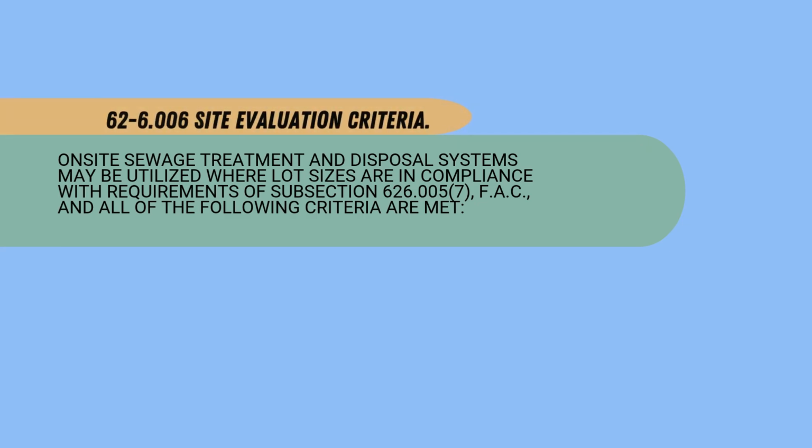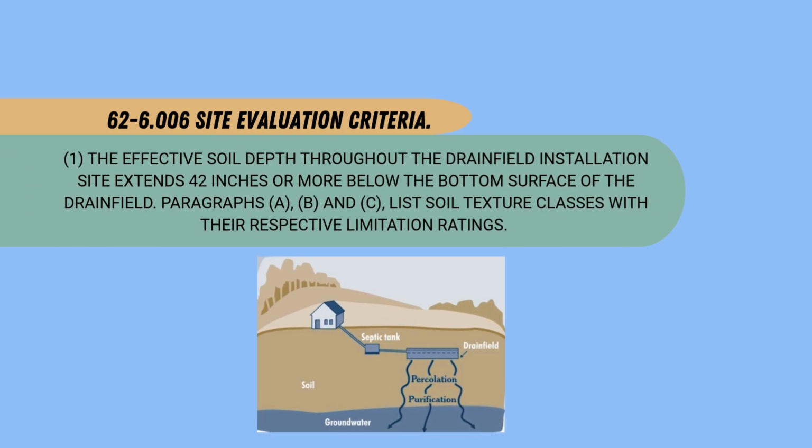On-site sewage treatment and disposal systems may be utilized where lot sizes are in compliance with requirements of subsection 62-6.005(7) FAC, and all of the following criteria are met. 1. The effective soil depth throughout the drainfield installation site extends 42 inches or more below the bottom surface of the drainfield. Paragraphs A, B, and C list soil texture classes with their respective limitation ratings.